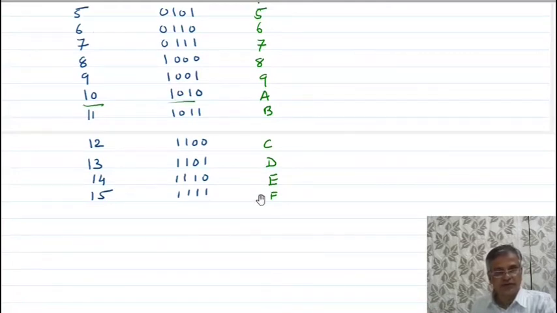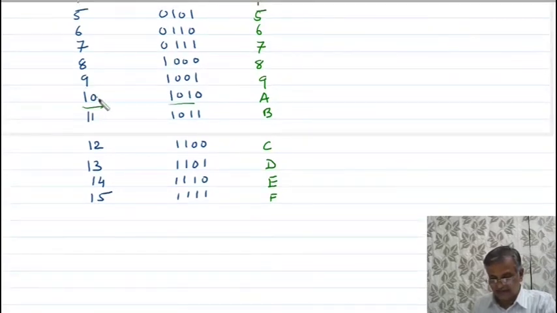You remember this table before going to any numerical. You have to remember that in the decimal number system, 10 is represented in hexadecimal by the digit A, 11 is represented by B, 12 by C, 13 by D, 14 by E, 15 by F. So you have to remember this.